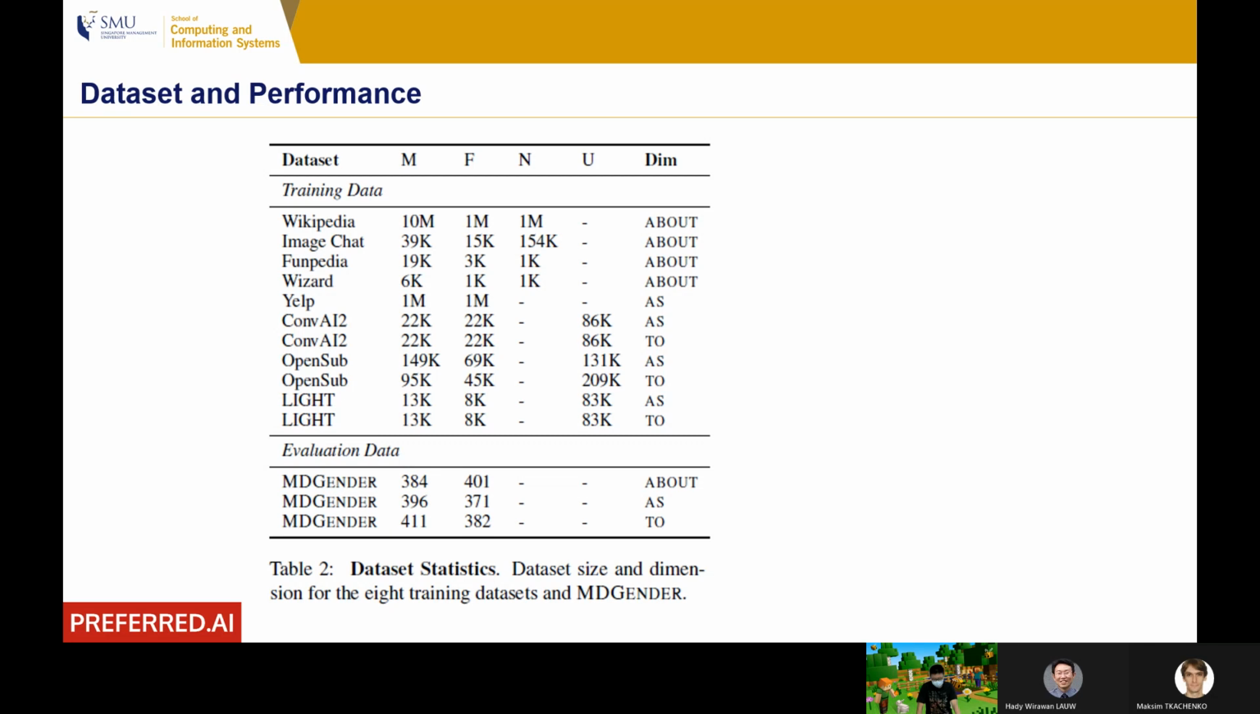What they take is the biographical entries from Wikipedia. Biographies, of course, talk about individuals and describe them, so that would be the about dimension. And I think they count the number of he's and she's in the passage to put a label on whether this biography is about a man or a woman or something else.